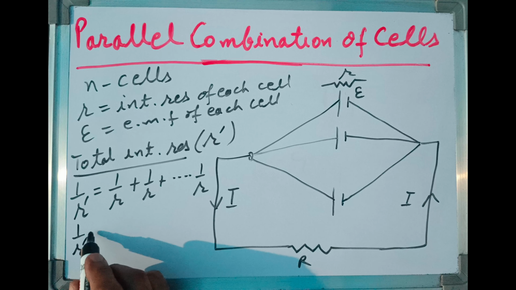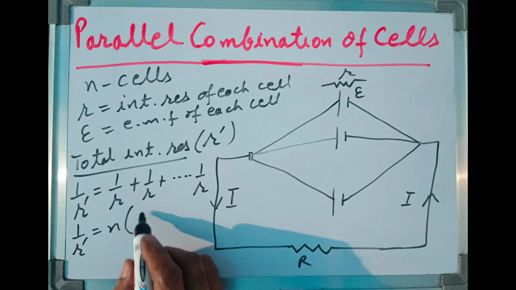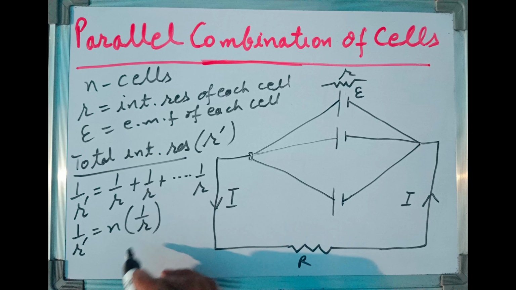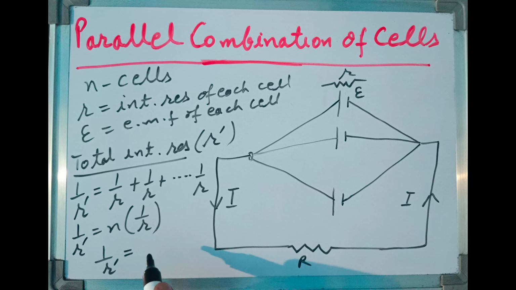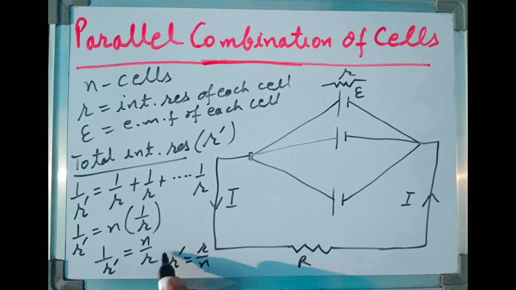This will give us 1 over R dash equal to n times 1 over r, or we can write 1 over R dash is equal to n upon r. This will give us R dash is equal to r over n. So this is the value of net resistance, internal resistance of all the n cells. Let me call it equation number 1.